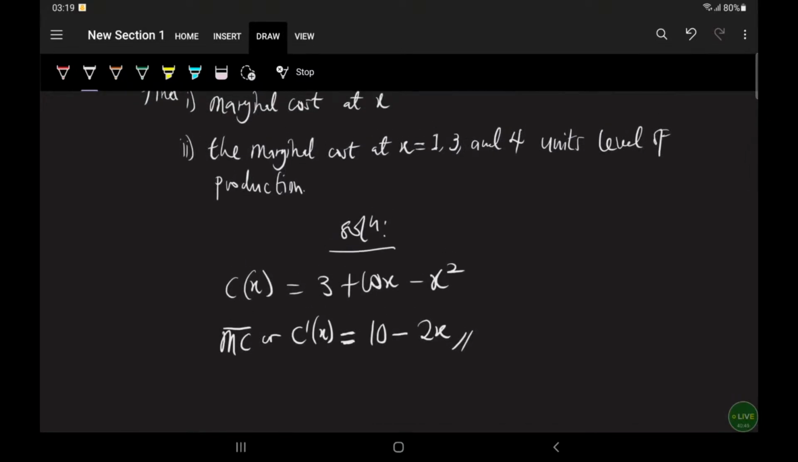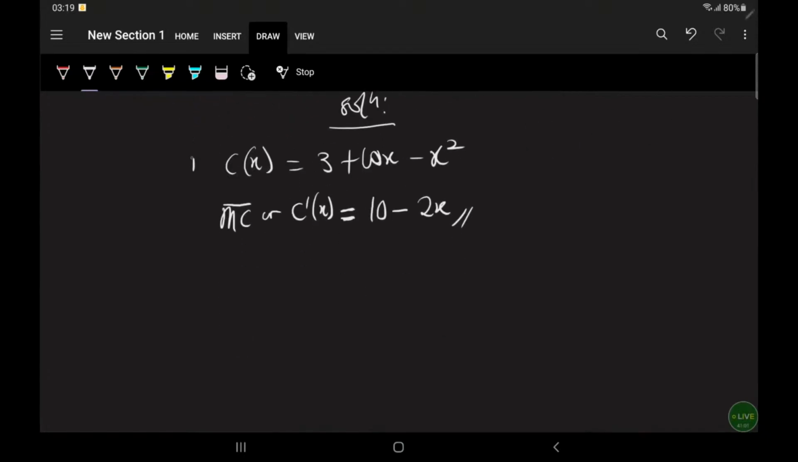And then it goes on to tell us that we are asked to find the marginal cost at these levels, 1, 3, 4 units of production. So all that you need to do is that once you know your marginal cost function, just substitute 1, 3, 4 into that function. You get to know the cost in terms of marginal. Is that okay? So that is part (i).